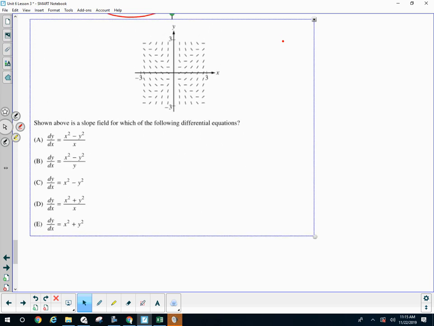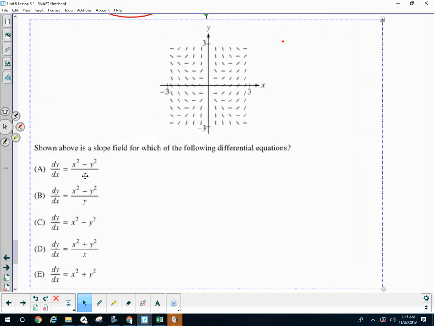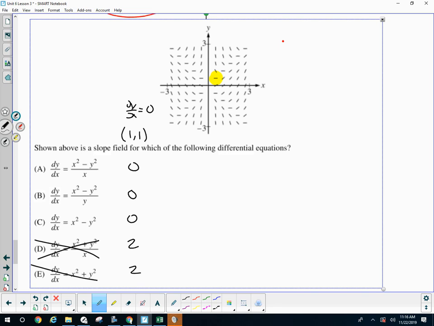Because many of these will give you what you're looking for if you plug in like 1, 1. So I'm going to just start a little column here. If I plug in 1, 1, my slope should be 0. Okay, that's 1 minus 1 over 1. That's 0. 1 minus 1, okay, that's 0. 1 minus 1, that's 0. 1 plus 1, okay. This is 2. This is 2. Okay, D and E are out.